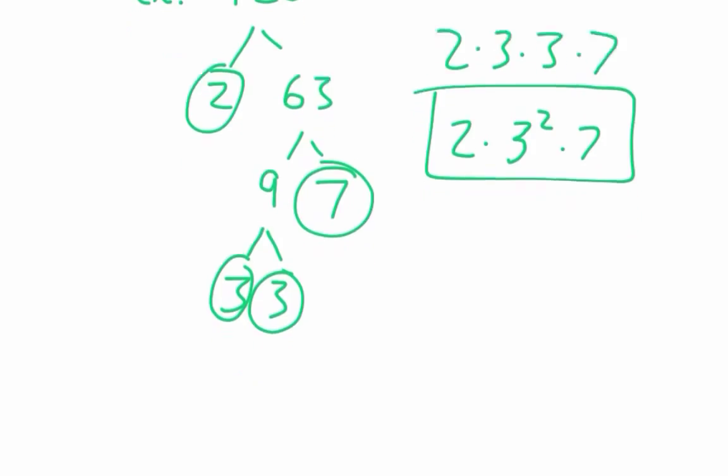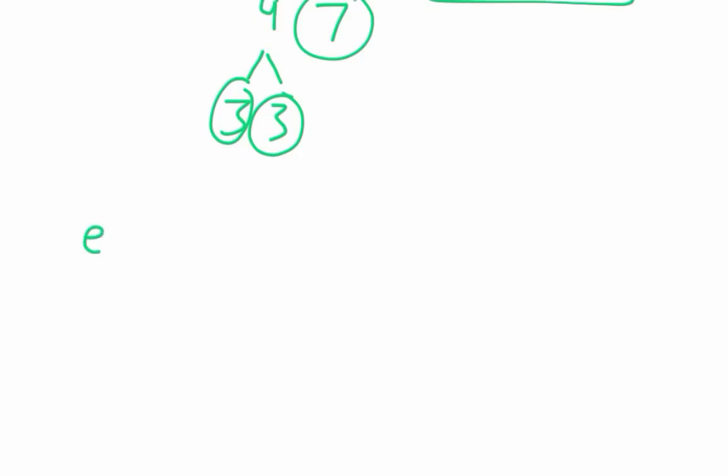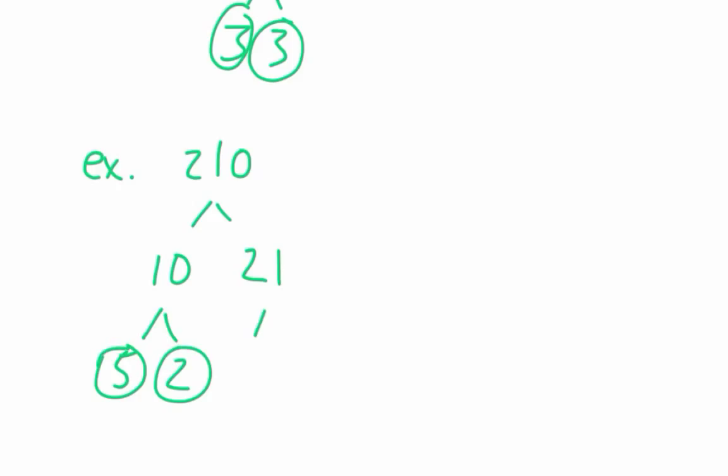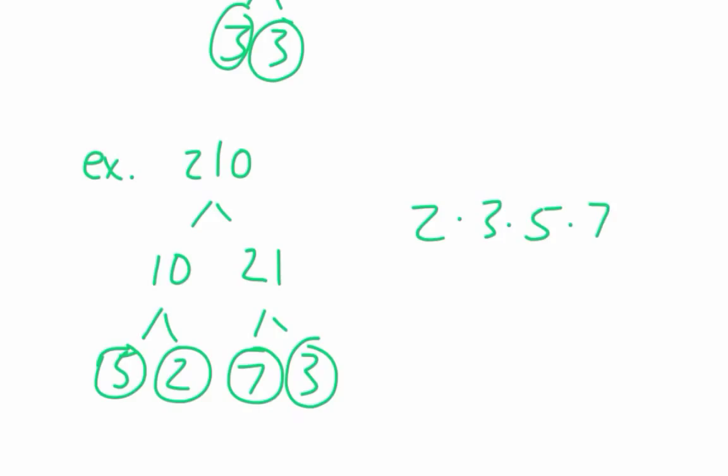Yep. And do one more example. So 210. 210, you could break that up into, okay, 10 and 21. All right, my 10, what can I break my 10 up into? 5 and 2. And those are both prime numbers, so I'll circle them. 21, 7 and 3. And those are both prime. We can't break either of those up anymore. So final answer would be 2 times 3 times 5 times 7.